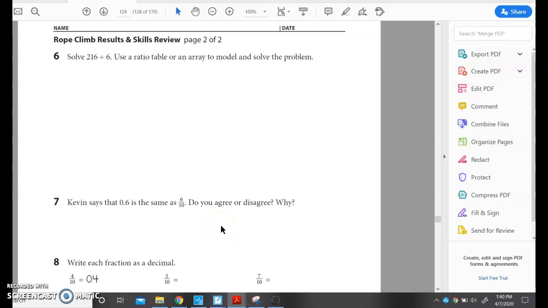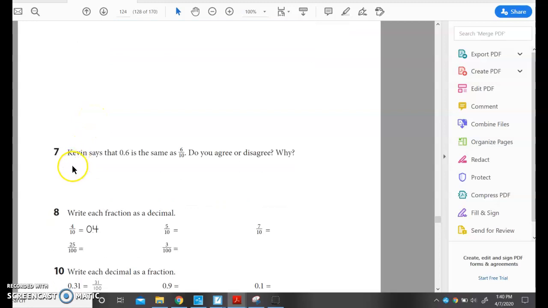Okay, this is skills that we have been working on. So for number 6, solve 216 divided by 6. It says use a ratio table or an area model to solve the problem. So I want to see an area model or a ratio table to solve that problem. Number 7, we did this a lot. Kevin says that 6/10 is the same as this 6/10. Do you agree or disagree, and why?